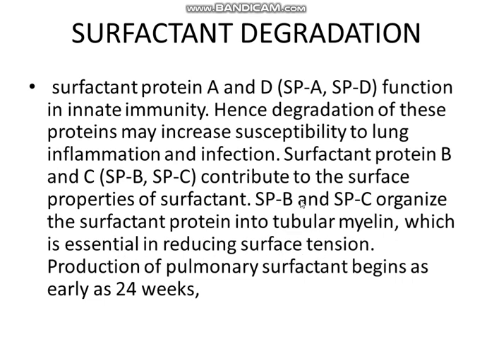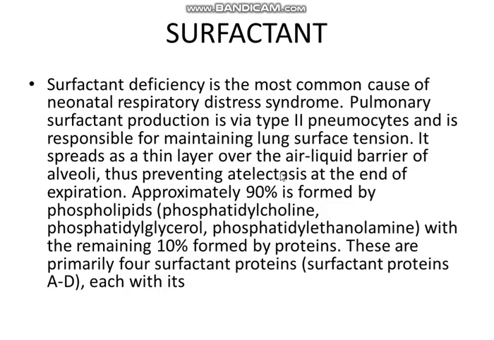Production of surfactant begins at about 24 weeks. Surfactant deficiency is the most common cause of neonatal respiratory distress syndrome. Pulmonary surfactant is produced by type 2 pneumocytes and is responsible for maintaining lung surface tension. It spreads as a thin layer over the air-liquid barrier, thus preventing atelectasis at the end of expiration. It is 90% phospholipid, including phosphatidylcholine, phosphatidylglycerol, and phosphatidylethanolamine, with the remaining 10% being protein.